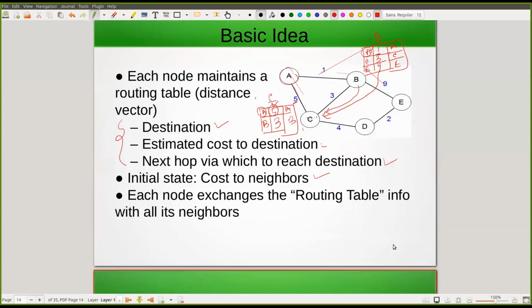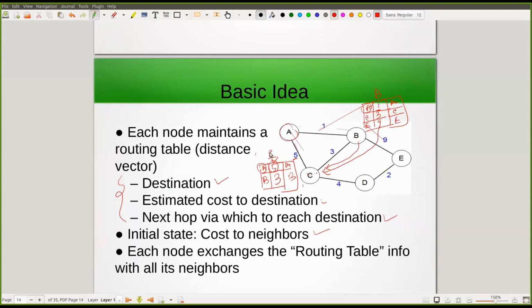Previously, what was the information available at my end? The cost of going from C to A is 5. Now, when I receive this information from B, what do I learn? The cost of going from C to A is 4. Via whom? Via B. So now I should update this distance vector with what information? At C, I'm going to update the distance vector information for A like this. The cost of going to A is 4, via whom? Via B. This is the new information I have learned from B.